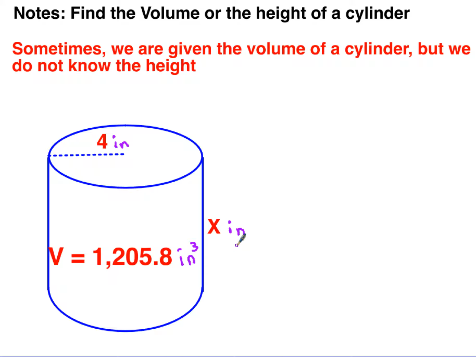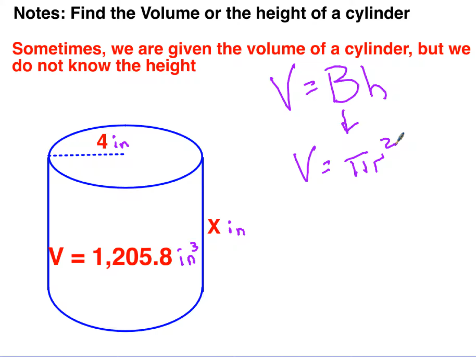So I'm going to use my volume formula to figure out what the height of this cylinder is. I know what the radius is, I know what the volume is, but I do not know how tall this cylinder is. If we go back to our volume of a cylinder formula, volume is area of the base times the height. The area of the base of a cylinder is a circle, so the area of a circle is pi r squared, times the height.